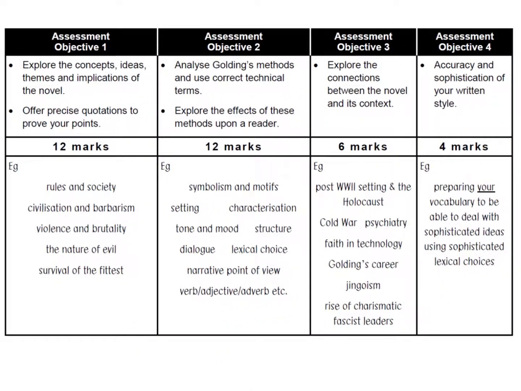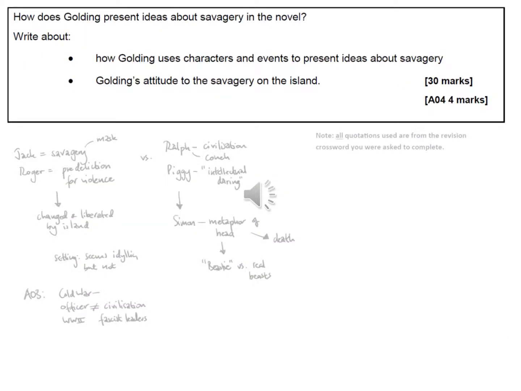So there they all are together, and as you can see, the 2 main things you're looking for are your ability to come up with interesting ideas and prove them, and then talk about technically how Golding gets his ideas across. And then for slightly fewer marks, context, and then your actual style in which you write it.